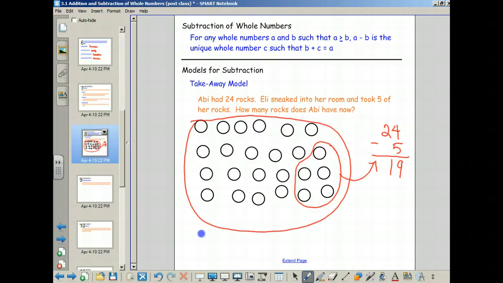For what it's worth, when I originally wrote this problem, there were more than 24 rocks, so I did decrease the number of rocks. All right, so this is the takeaway model.